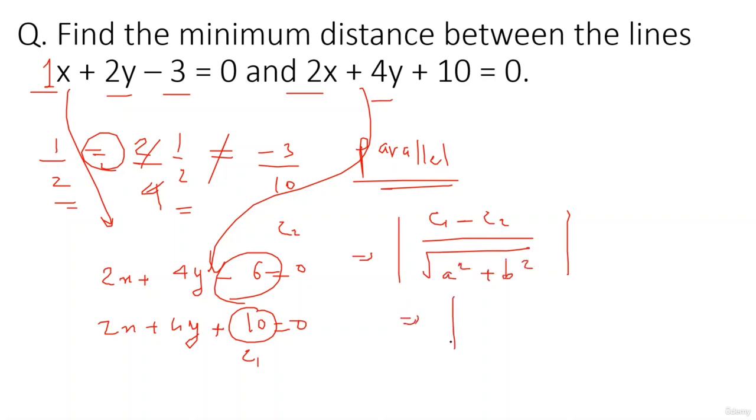Okay. Just plug in the values. C1 is 10. C2 is minus 6. You can also interchange them. Ultimately, mod will make it positive. कोई फर्क नहीं पड़ेगा. Minus 6 minus 10 भी लिख सकते हैं. सही है. Okay, next is divide by square root of 2 square plus 4 square.